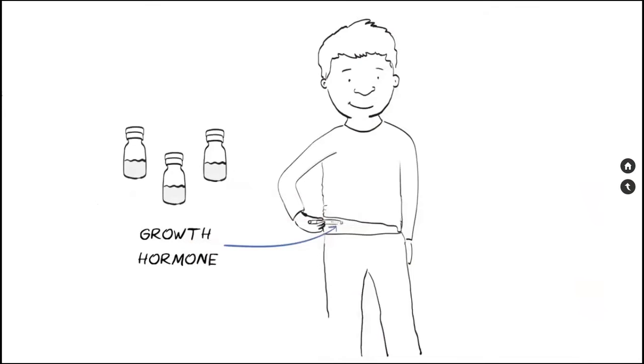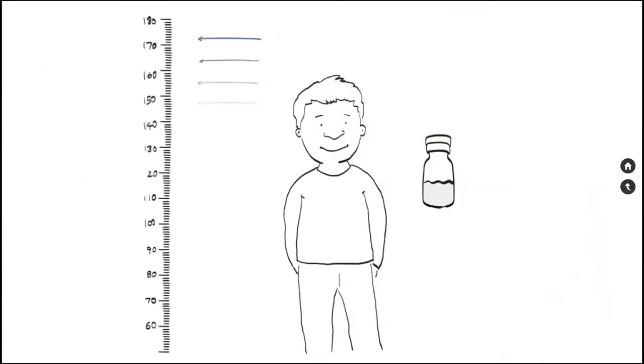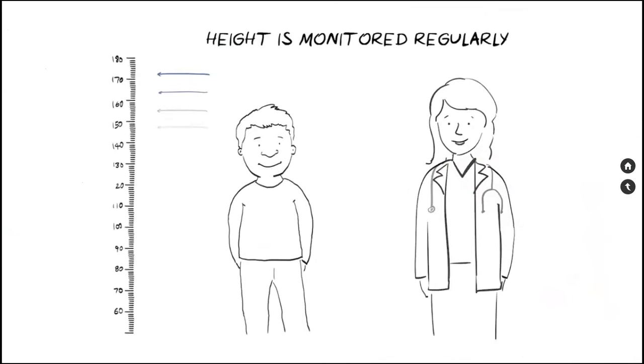Injection sites tend to be in the stomach, thighs, and buttocks. The dose will change as the child grows. Treatment is usually led by a doctor specializing in children's hormones, called a pediatric endocrinologist.